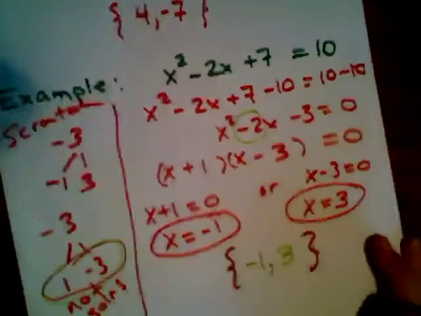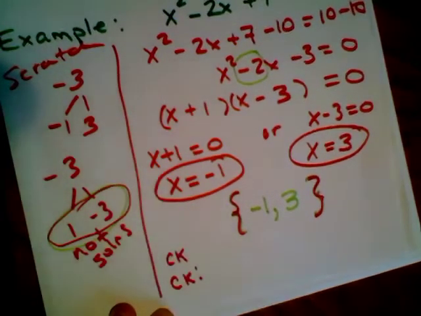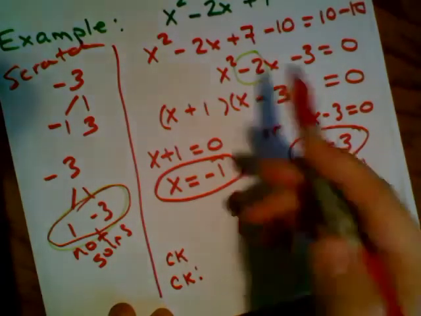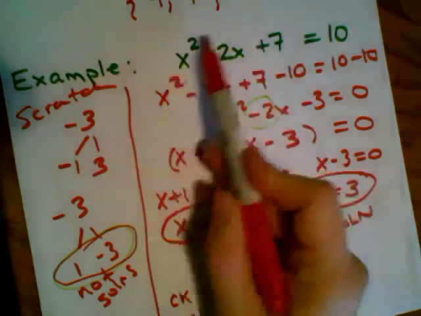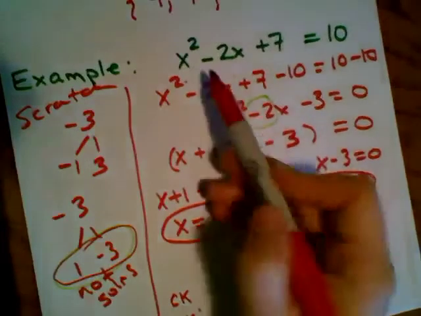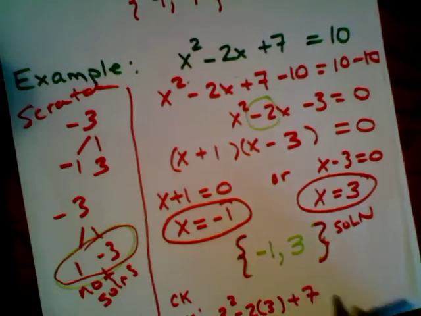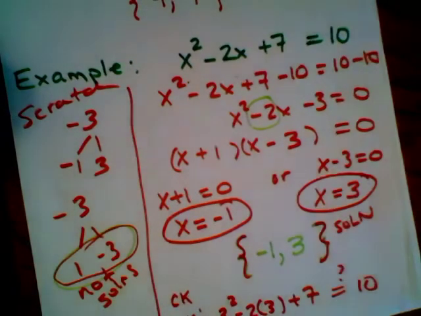I would suggest you take a moment and check our solution set here by first plugging in negative 1 for the green x's and making sure the value is 10, then starting all over again, plugging in 3 here, 3 here, and checking that 3 squared minus 2 times 3 plus 7 really does give you the right-hand side in green of 10.